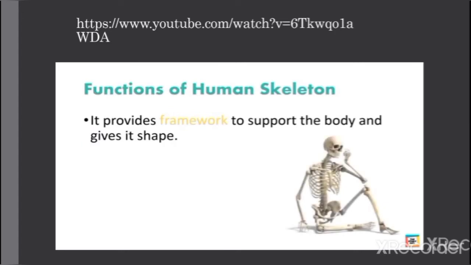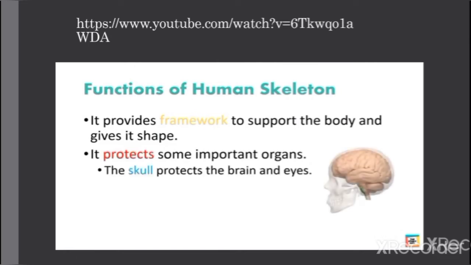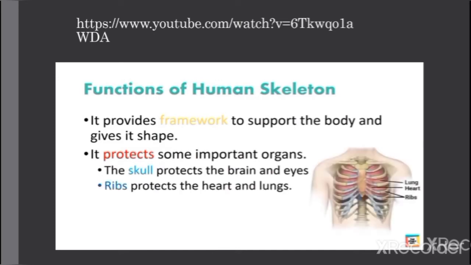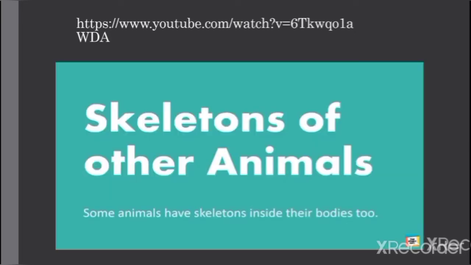A skeleton provides a framework to support the body and gives it shape. It protects some important organs. For example, the skull protects the brain and eyes. Ribs protect the heart and lungs. The skeleton also helps us to move. Without a skeleton we will not be able to move. Some animals have skeletons inside their bodies. Some have them outside their bodies while some animals don't have any skeletons at all.